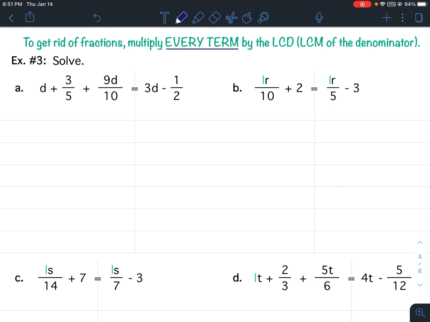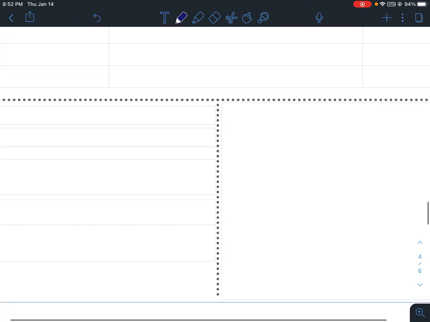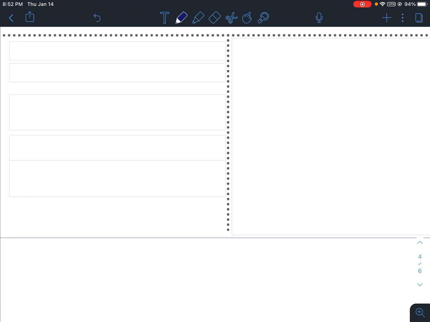Once you've written it down, we'll talk more about this. Pause your video and do that. Okay, so again, to get rid of the fractions, we have to multiply every single term by the LCD. So let's talk about LCD, LCM, and all that lovely stuff. What I want you to do is go to the next page in Notability, and start writing this stuff down.